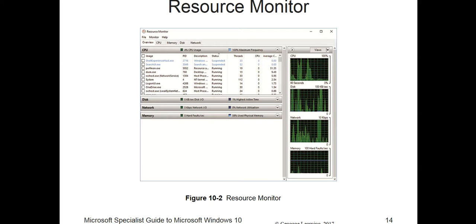So that's for CPU. We've also got disk, network, and memory. We can see the CPU usage over here in a graph and see it over time as it relates to network usage, and we've also got disk usage and memory.